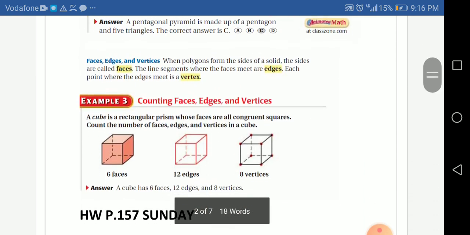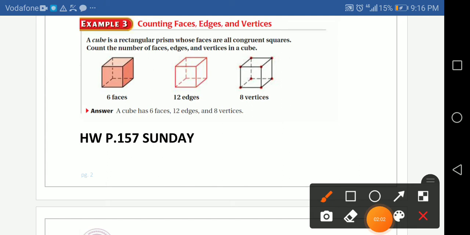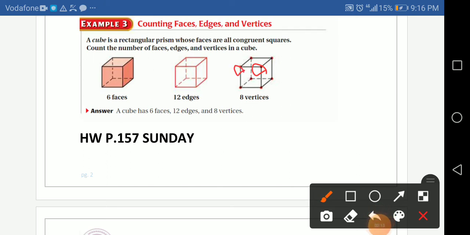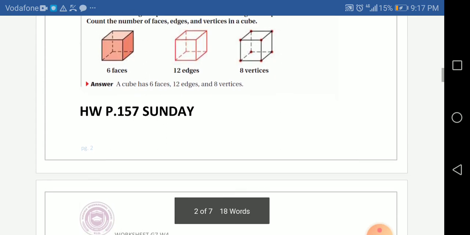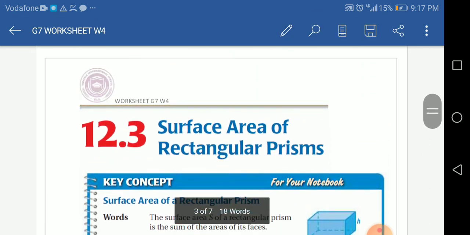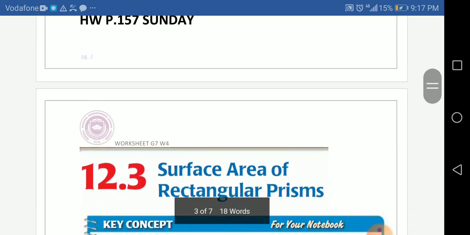We got here also the vertices and the edges and the faces, remember? So if I talk about the faces, this is the face of, for example, a cube. What about the vertex? The vertex, as you see, is a small point. It's the vertex where the edges meet each other. And what about the edges? Here are your edges, the sides. It's easy. So the cube has 6 faces, 12 edges, and 8 vertices. So your homework for Sunday will be page 157.